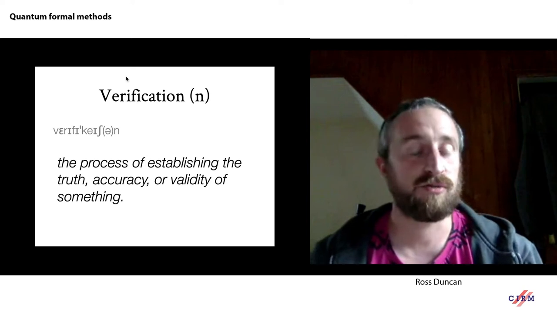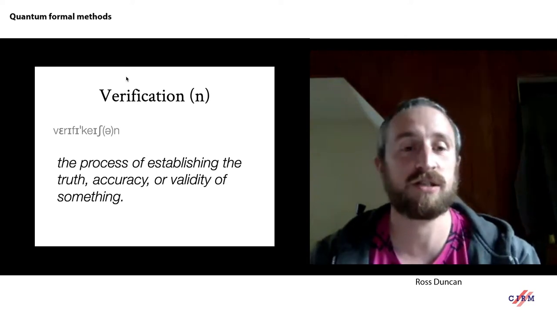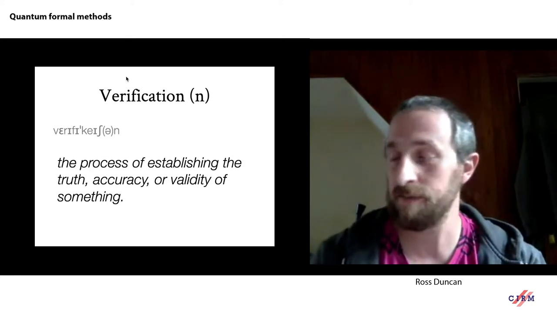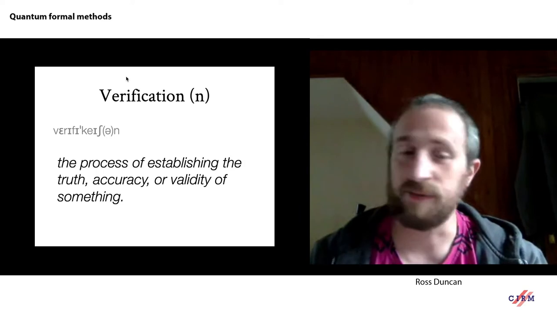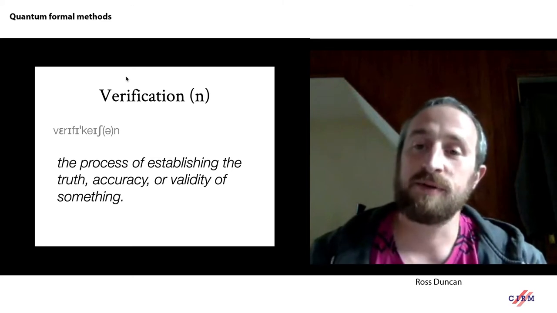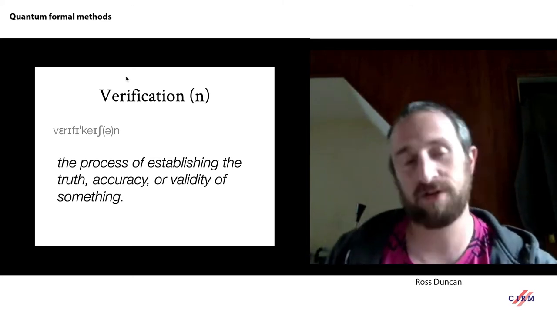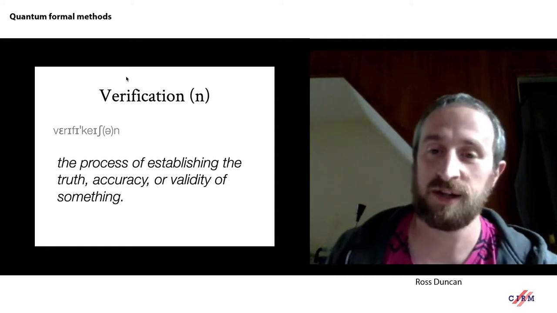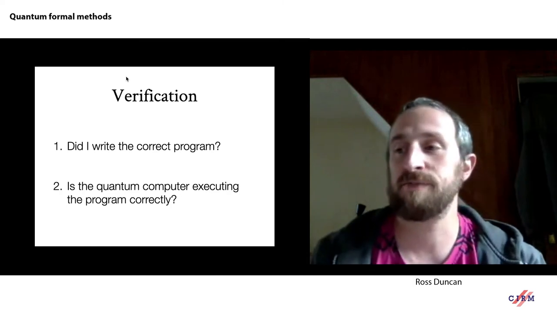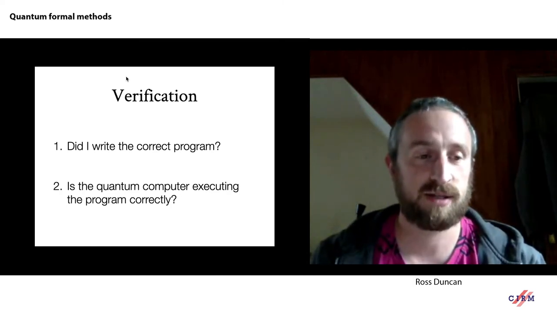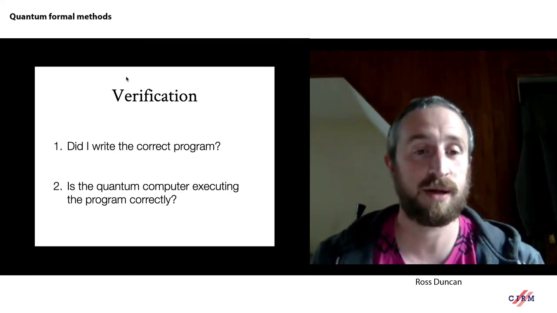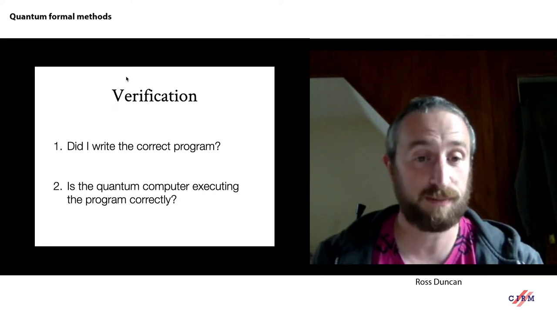Now, my dictionary in my computer tells me that verification is the process of establishing the truth, accuracy, or validity of something. Now, unfortunately, or perhaps fortunately, my computer dictionary doesn't know very much about quantum computing, because if it did, it would have to write two different conflicting definitions of this word. So the more traditional meaning of verification in computer science is all about ensuring that your program is correct, correct in the sense of being free from errors and in the sense of implementing what it was required to implement.